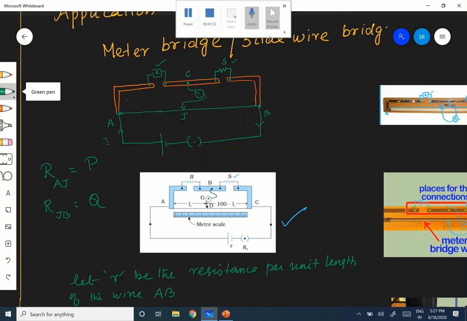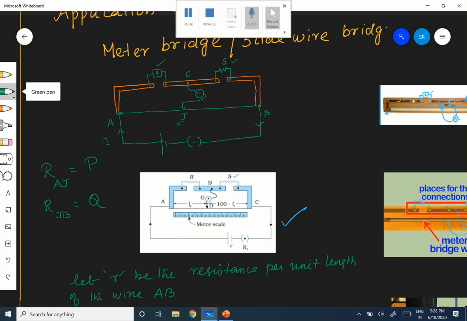You have to keep the jockey at different points till the galvanometer shows zero deflection. You have to search for the null point. So you have to slide from A to B. At which point does the galvanometer show zero deflection? Let J be the point where the galvanometer shows zero deflection.